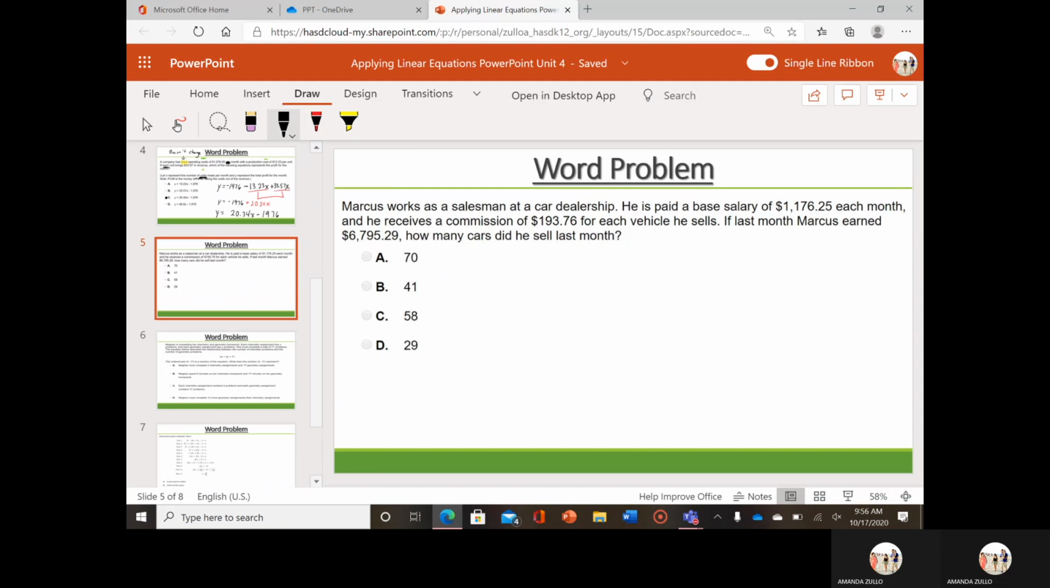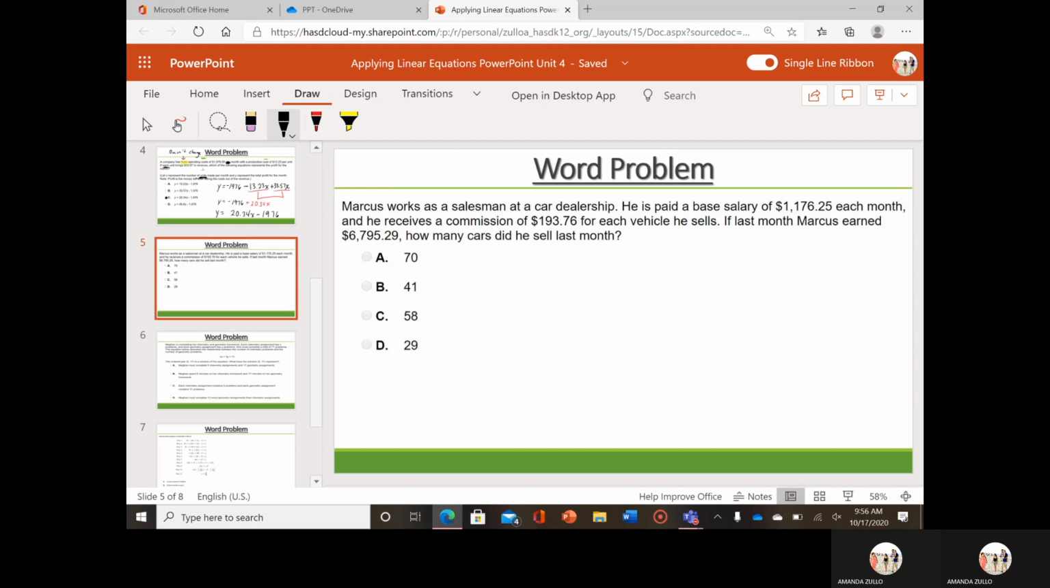All right. This is very similar. It seems very similar to Carson's question. It says Marcus works as a salesman at a car dealership. He is paid a base salary of $1,176.25 each month. That's what he earns, definitely. And he receives a commission of $193.76 for each vehicle he sells. If last month Marcus earned $6,795.29, how many cars did he sell last month?